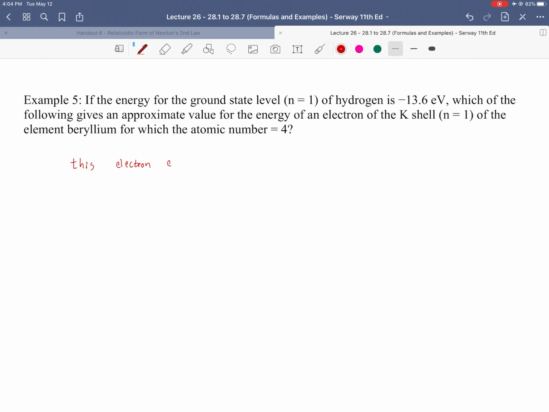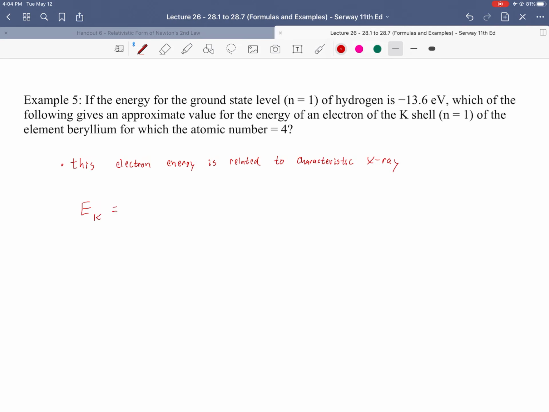this electron energy is related to characteristic X-rays. In this case, we're not producing one. We're just talking about the energy of the electron. Okay, but that could be a follow-up question, for example. All right, so then we're just going to use the expression of the Z effective.